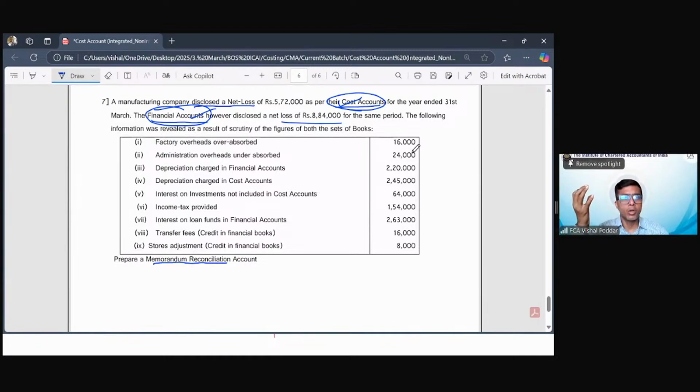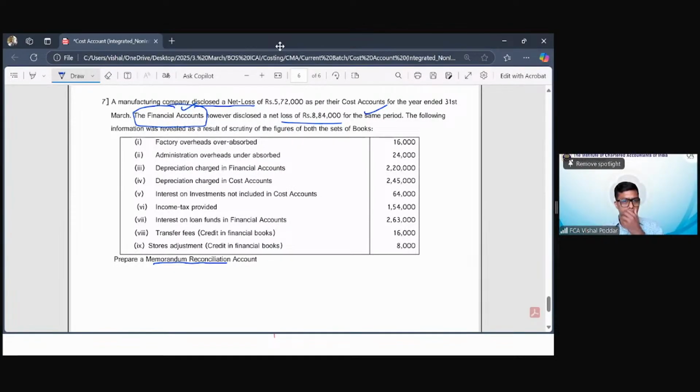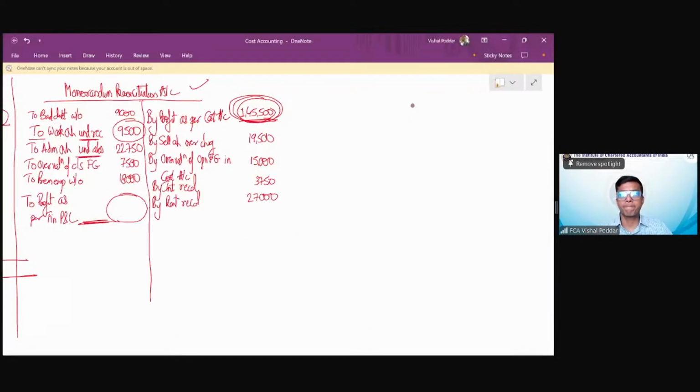Now, when losses are given, how do you do this? So firstly, in this sum, both losses are given, cost losses also and financial loss also. Now, previous sum, I started with cost and we went to financial. Here, we will start with financial and go to cost just for a change because both are given. We can do it either way. So here, I will take the starting point as my financial account loss. Now, I have to prepare the reconciliation statement. Correct?